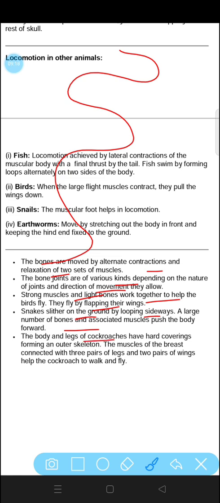The body and legs of cockroaches have a hard covering forming an outer skeleton. The muscles of the breast connected with three pairs of legs and two pairs of wings help the cockroach to walk and fly. They can walk as well as fly.